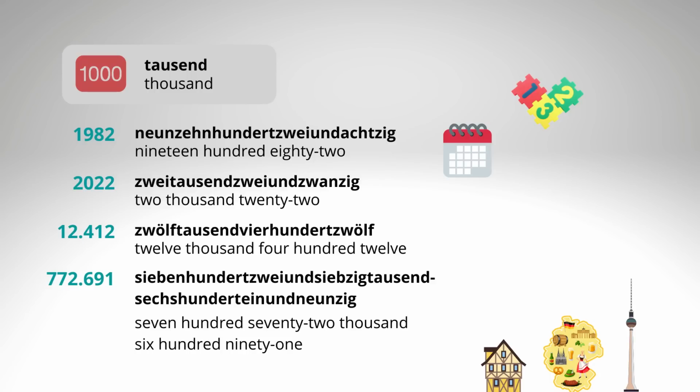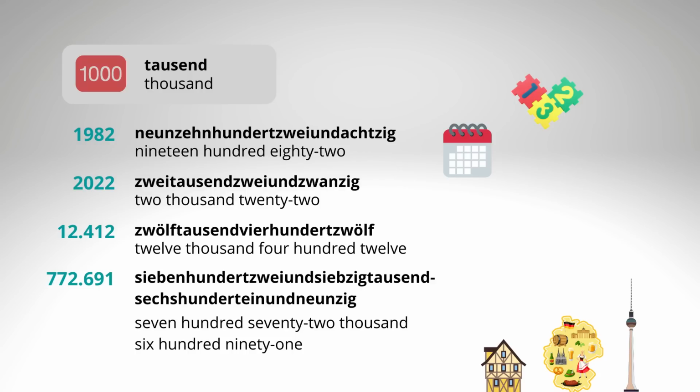772,772,691. 691. So as you can see, even in those more difficult examples, the structure is always the same. And if you know the basics, so the numbers between 1 and 100, it is all fairly easy.